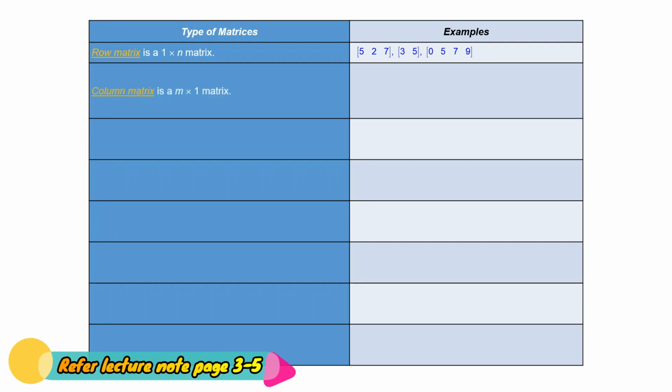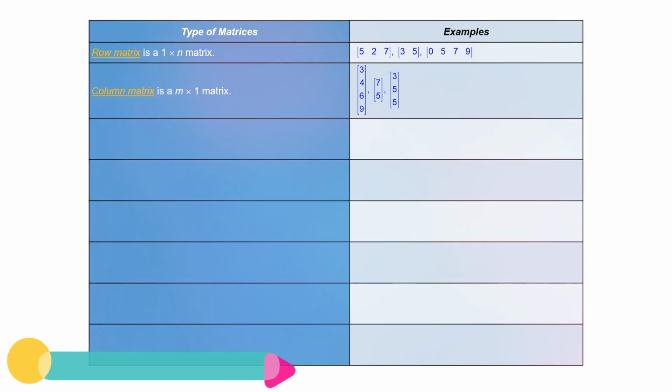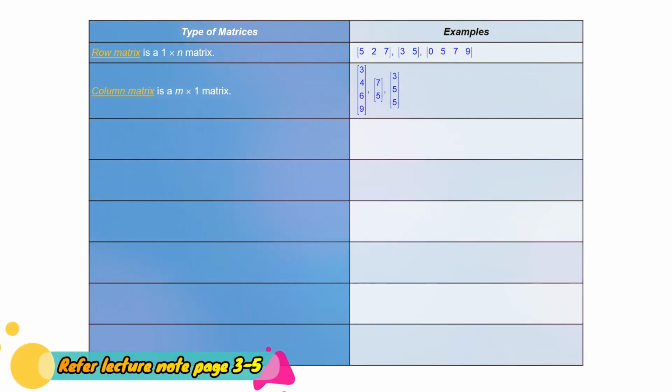The second type of matrix is the column matrix. A column matrix is an m by 1 matrix, meaning we have only one column. For example, we have 3, 4, 6, 9, which has 4 rows and one column. So we have 7, 5, 3, 5, 5. All of them are column matrices.